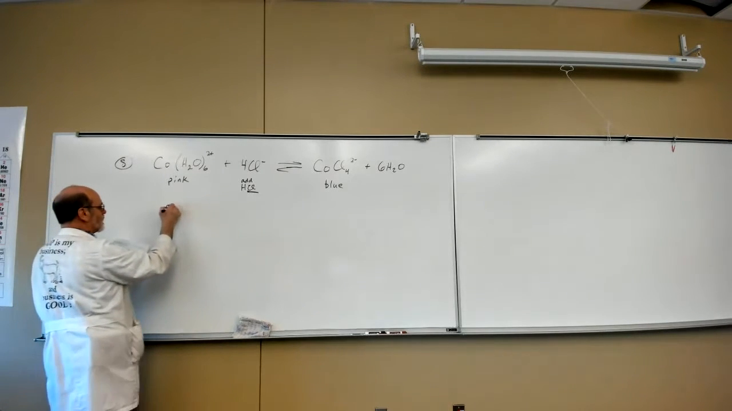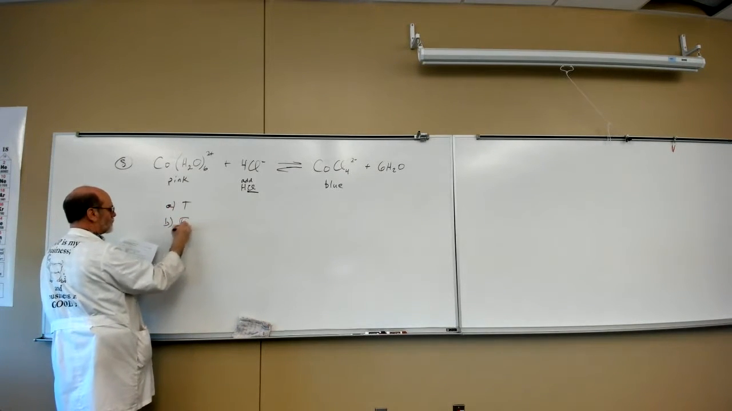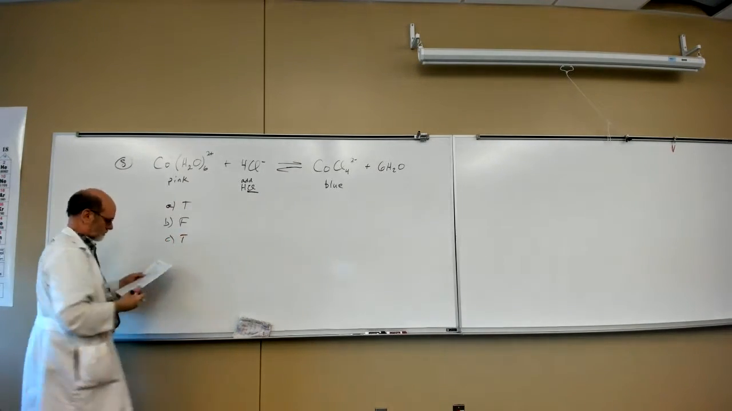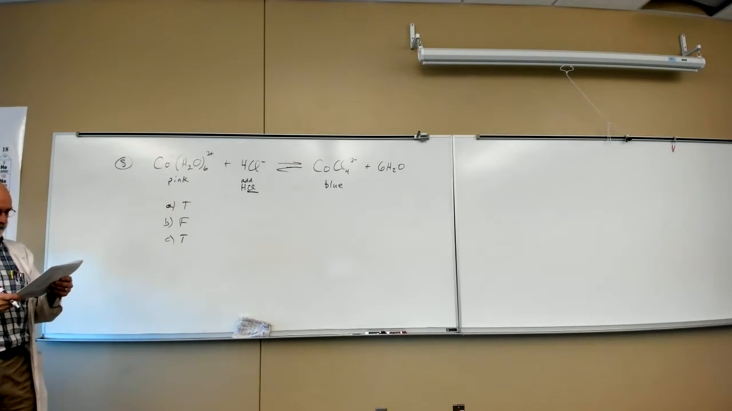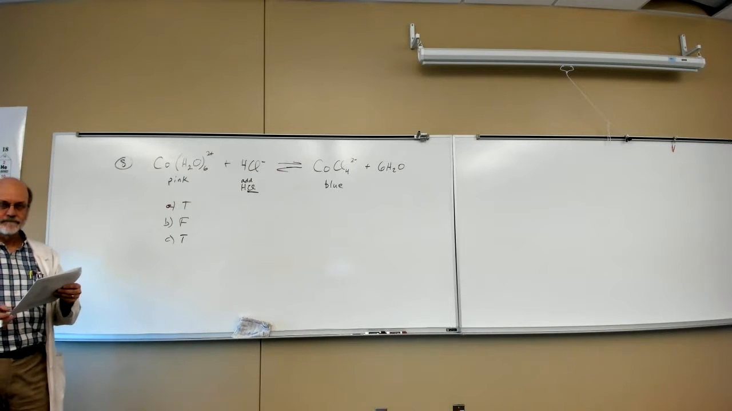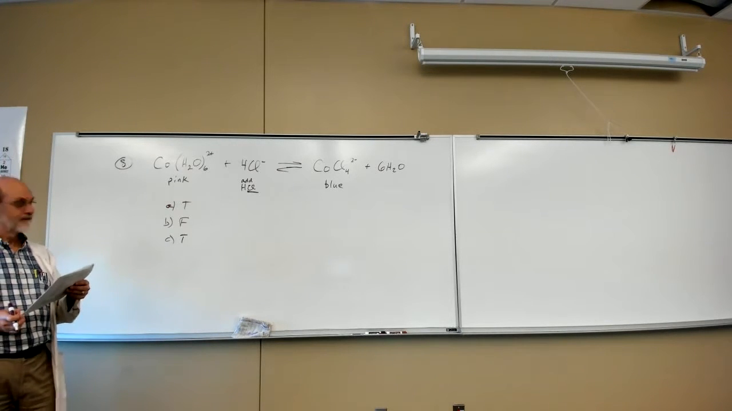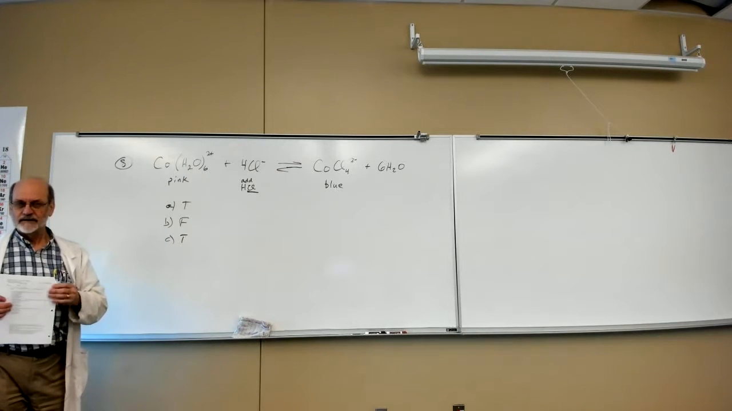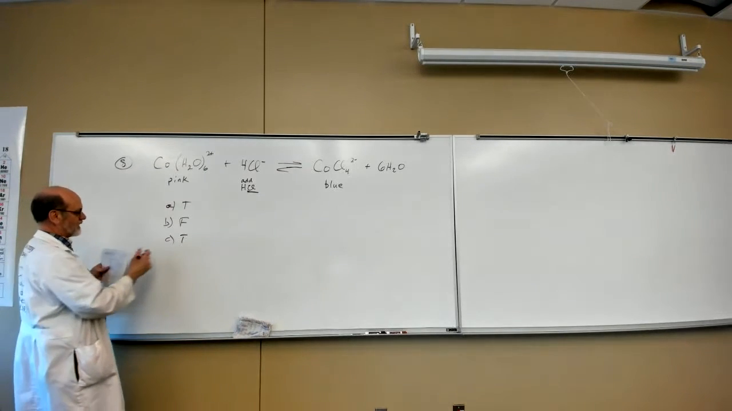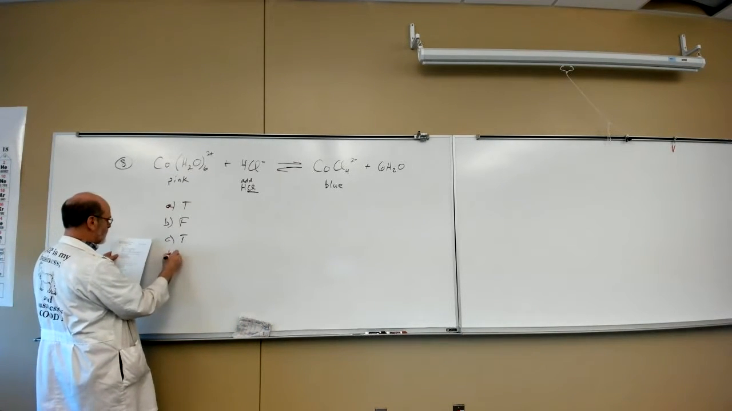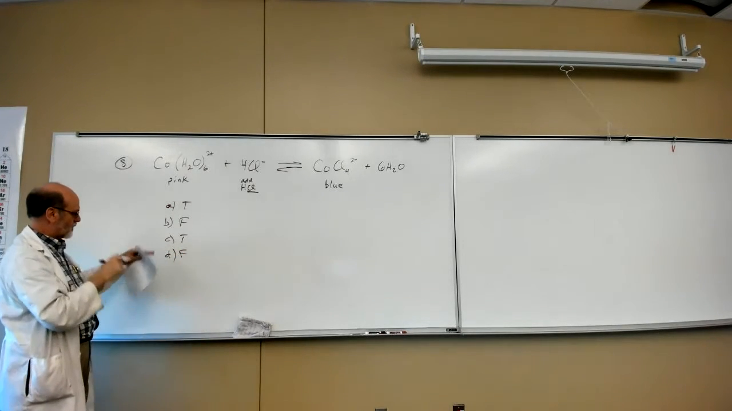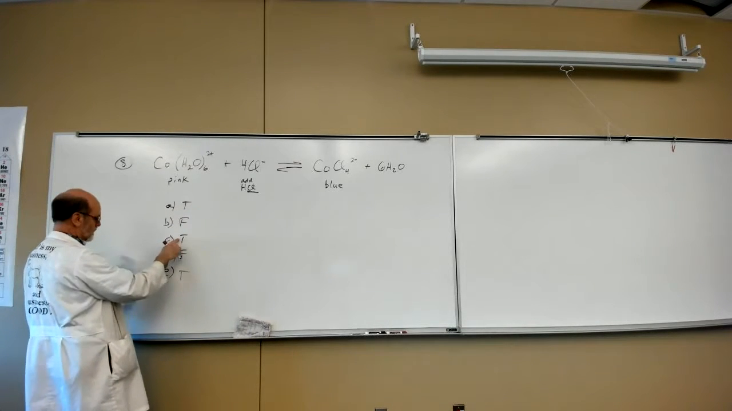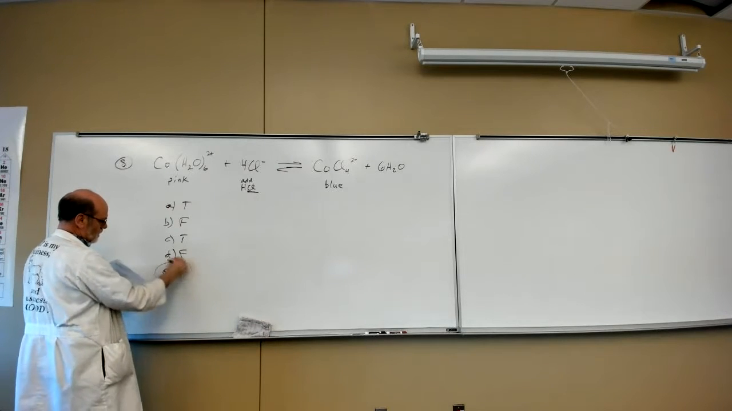So let's see. A is true. B is false. The equilibrium will shift to the right. Yes, we just said that. It'll become more blue. Well, that's interesting. So when you say cobalt, you think of the color blue, but it's actually pink too. Well, yeah, there's more to it than just the element. And then D is false because it's the opposite of C. And then E is true because A and C are true. Then two of these are true, and E is the answer.